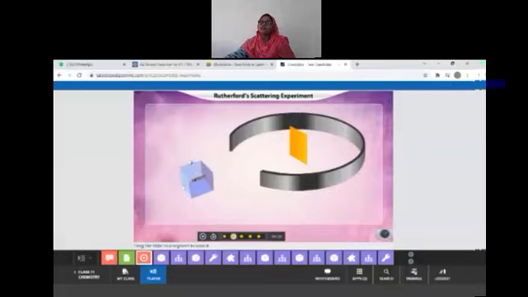This is the experimental setup done by Rutherford. It consists of a radium source, that is an alpha source. Alpha particles are positively charged particles. This alpha source is kept in a lead block, which is provided with a narrow slit, through which the alpha radiations are able to come out. This radiation is allowed to fall on a thin gold foil, with a thickness of around 100 nanometers, very thin.